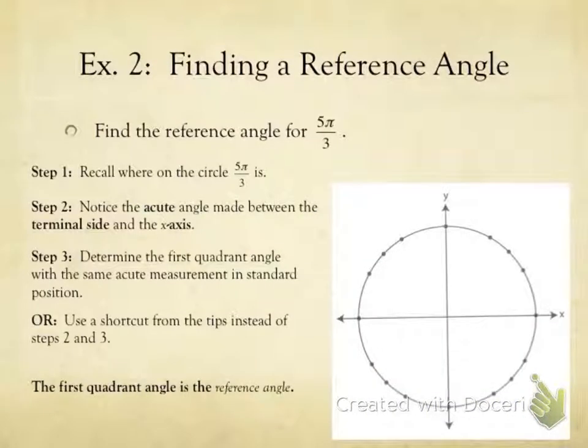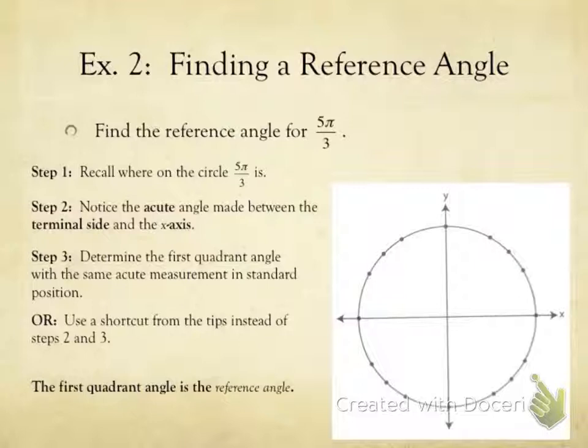Okay, so let's look at just a couple more quick examples here. So this time we're being asked to find the reference angle for 5 pi over 3. So again, the first thing we have to decide is where is 5 pi over 3? Now again, we have to use some of the logic that we saw in our last lesson.